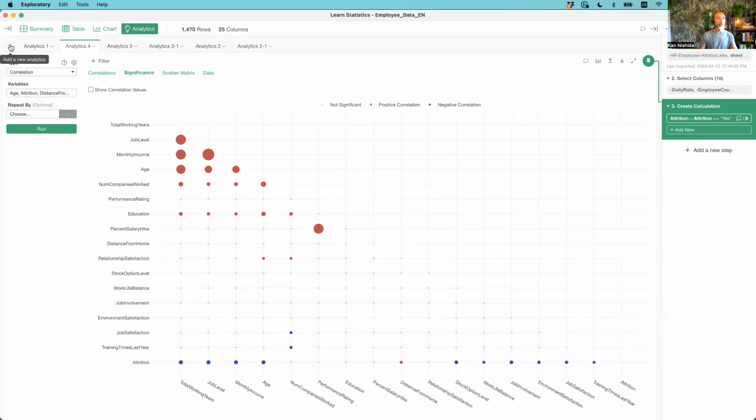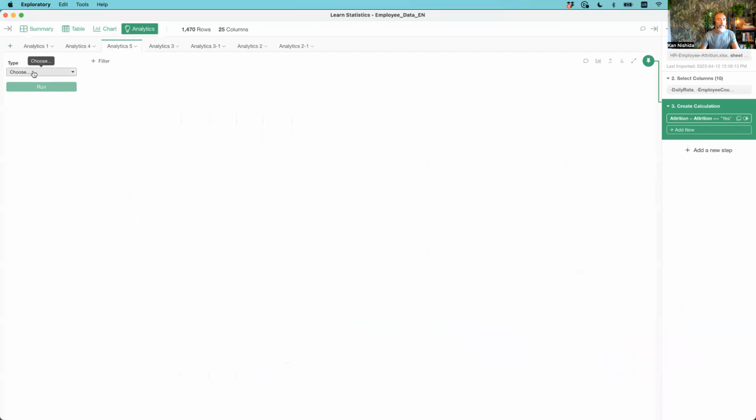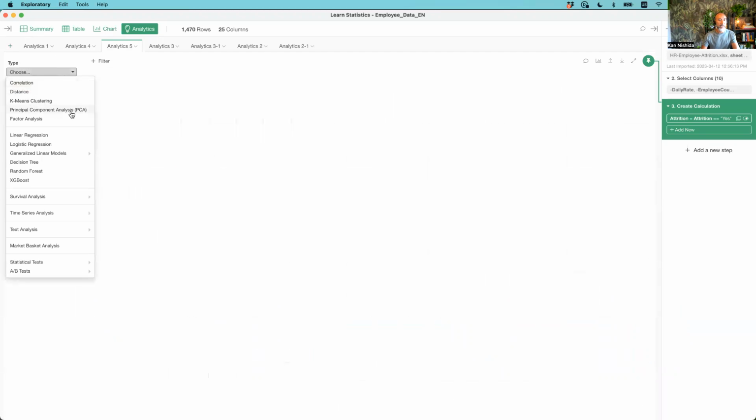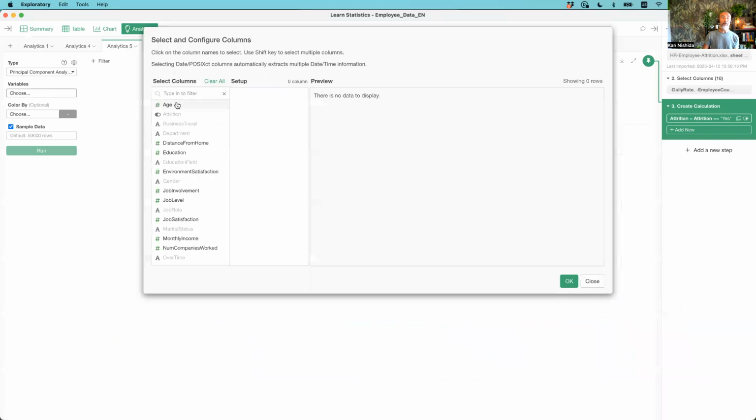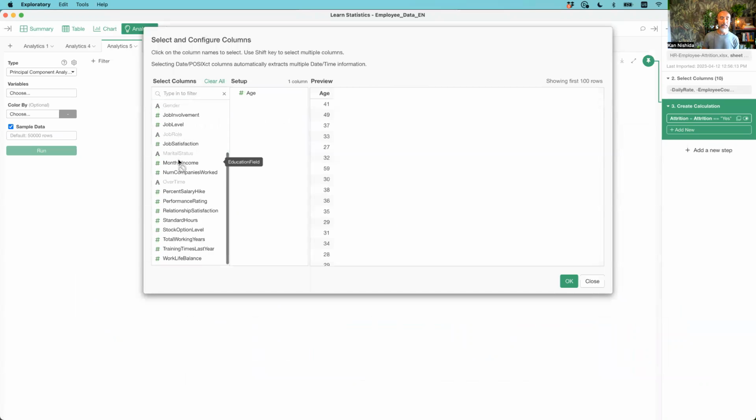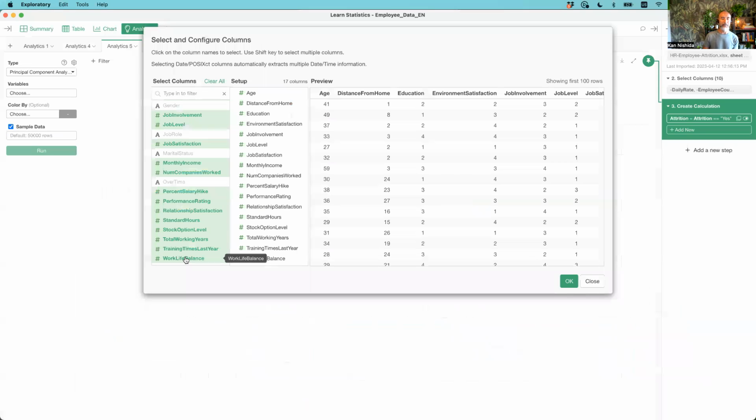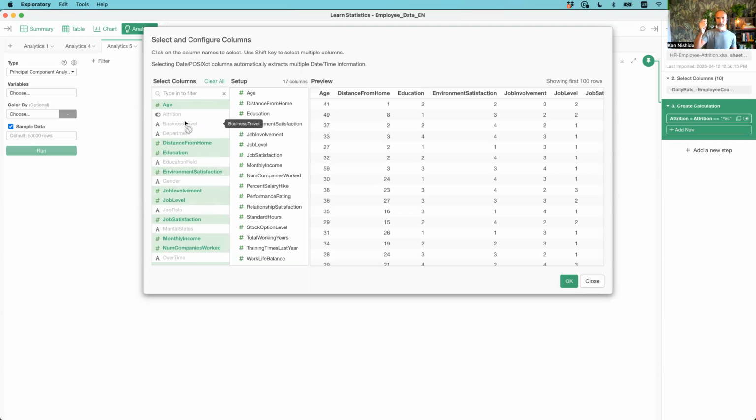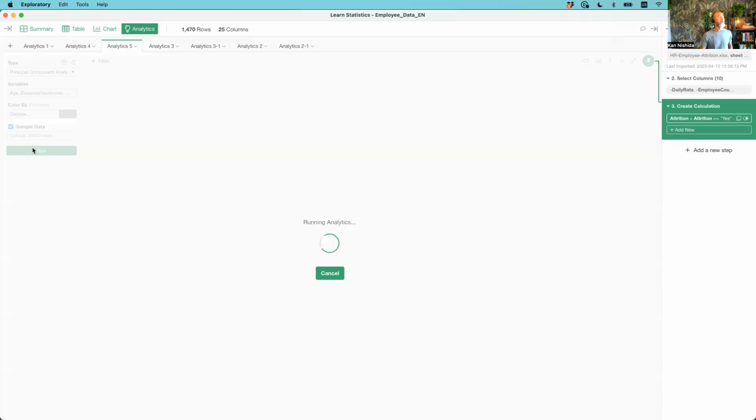So I'm going to click on the plus button, and then here is the principal component analysis, PCA, the first one from the top, and then variables. I'm going to do the same thing from age to work-life balance, and select all of them. In this PCA case, you can't select the logical variables. It has to be purely numerical variables, because the logical is only 1, 0. There's not much variance. So only numerical. And then click OK, and then run.